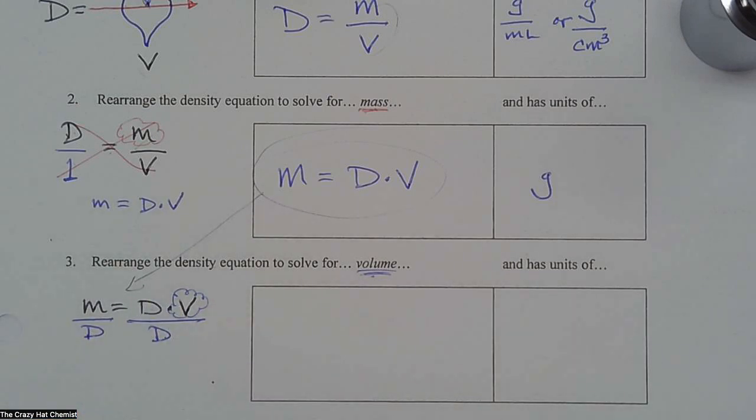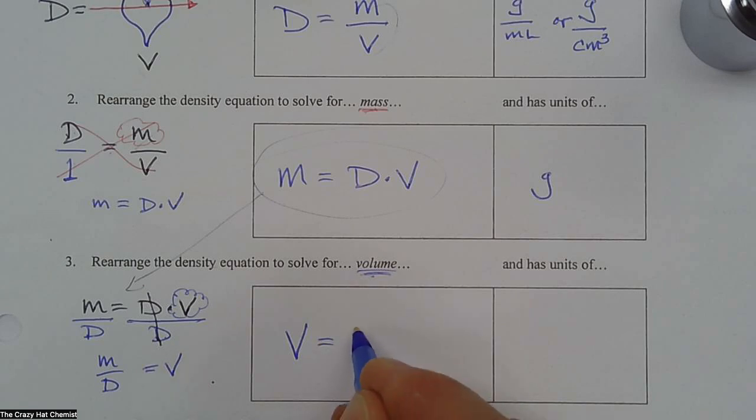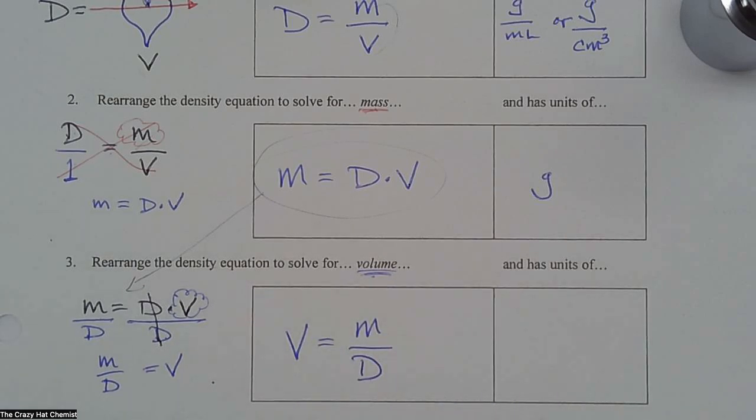So we're going to divide both sides by the density. That will allow us to cancel out the density right here. And now I will have volume is equal to mass over density. And there's my volume equation. I'm going to rewrite this to make it look really nice and pretty. And so that will be volume is equal to mass over density. And the units of volume which we'll be using on this worksheet will be milliliters or cubic centimeters, just like that. Okay. All right, fantastic.